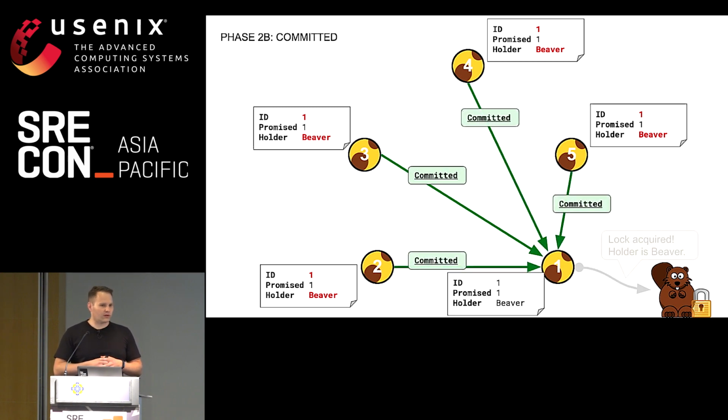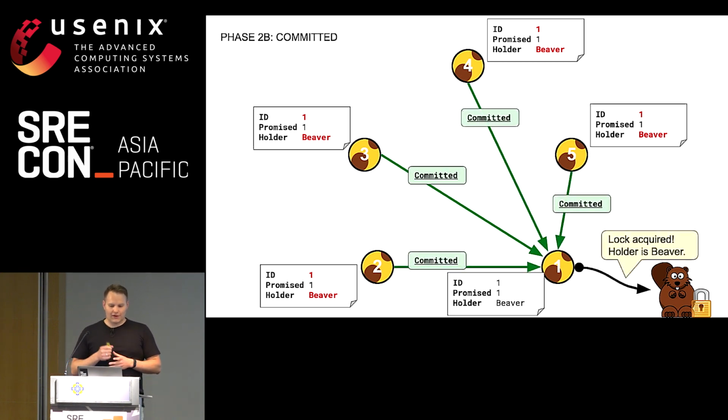Out of courtesy, they sent out a commit message. As far as I understood, this is not really needed to make the protocol work. But I like if software is friendly and easier to debug. So we sent out the commit message. And then finally, a message goes back to the client, to the beaver. You got the log. Great.